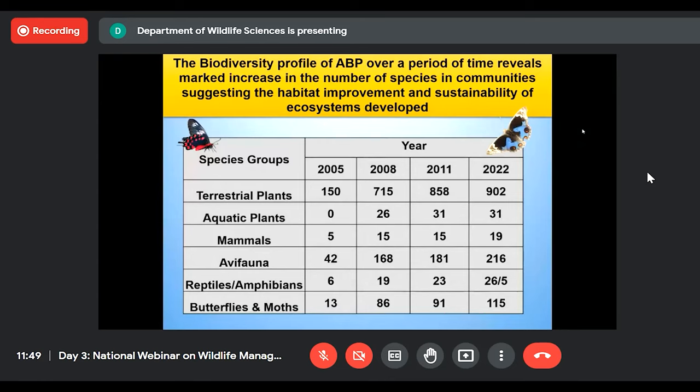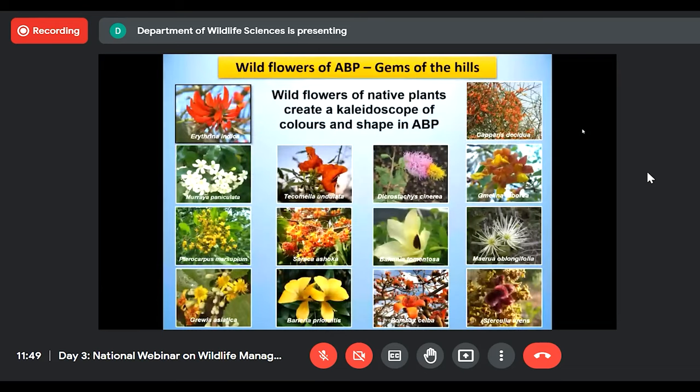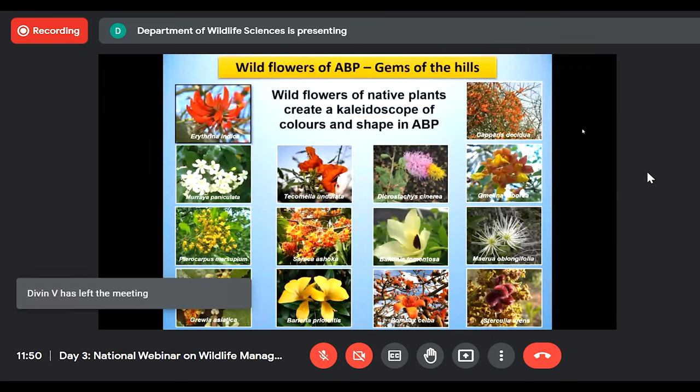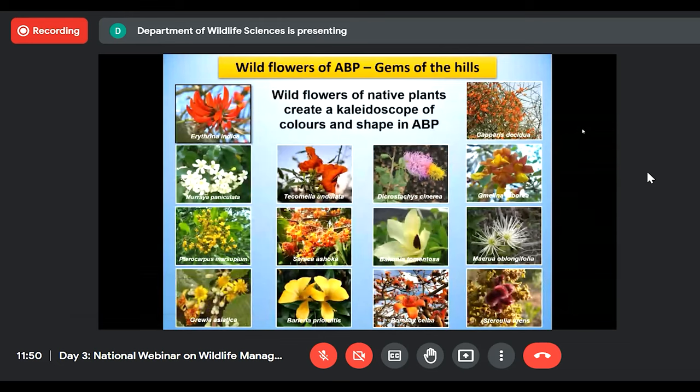Next, please. These are all wildflowers, the gems of the hills of the Aravallis, which were not here before. They attract many birds and insects for nectar, and upon them you have food cascades fed by many insectivore birds. So this is how you maintain a food chain within the forest ecosystem.